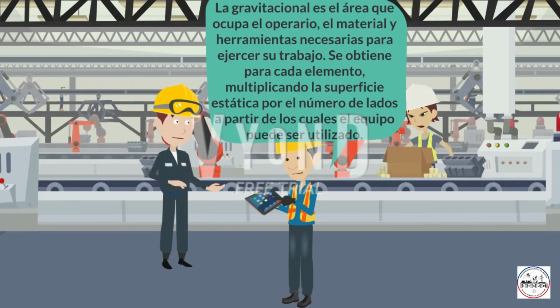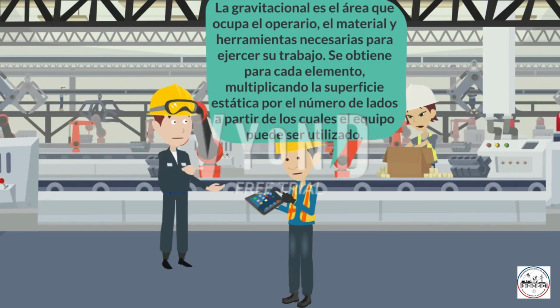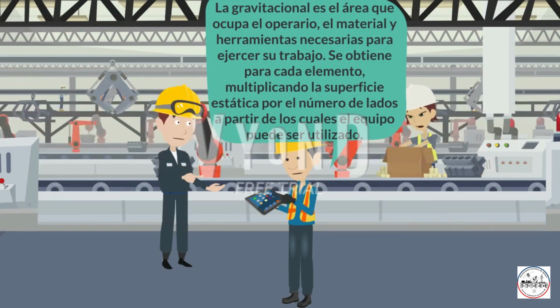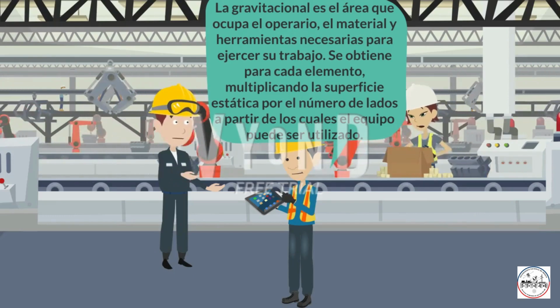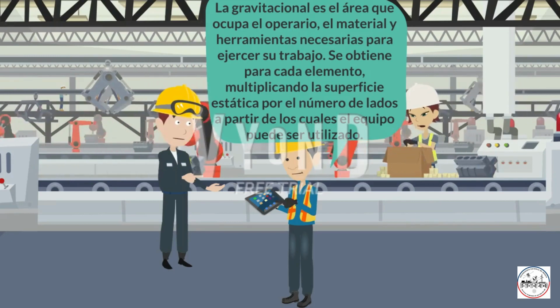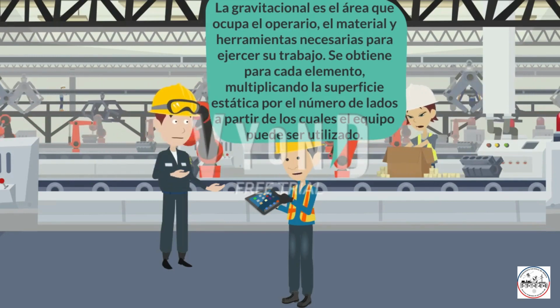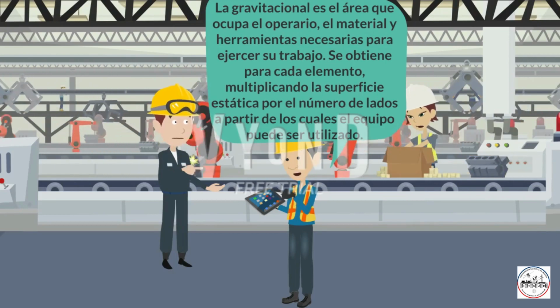The gravitational surface is the area occupied by the operator, the material and tools necessary to carry out his work. This surface is obtained for each element, multiplying the static surface by the number of sides from which the furniture or equipment can be used.